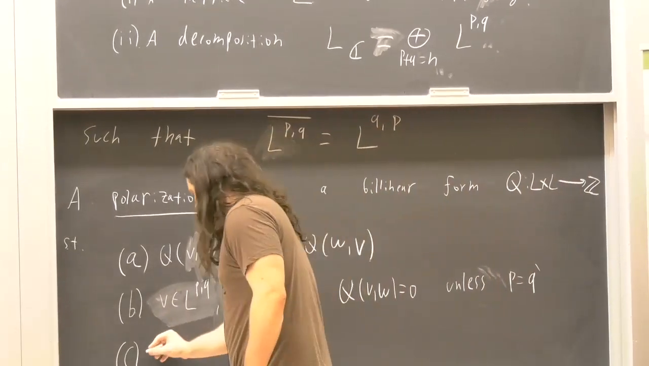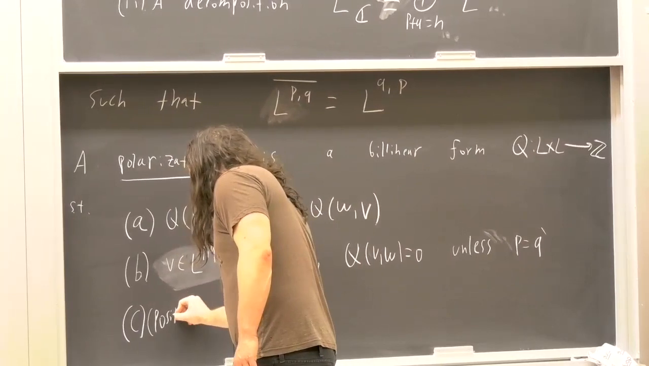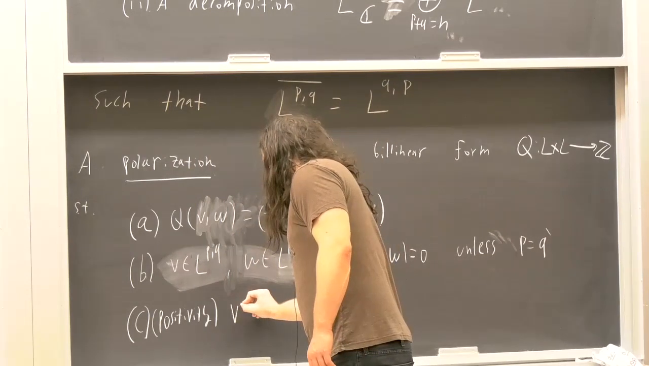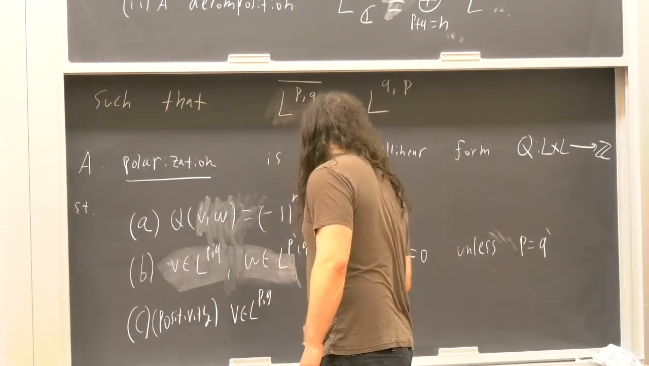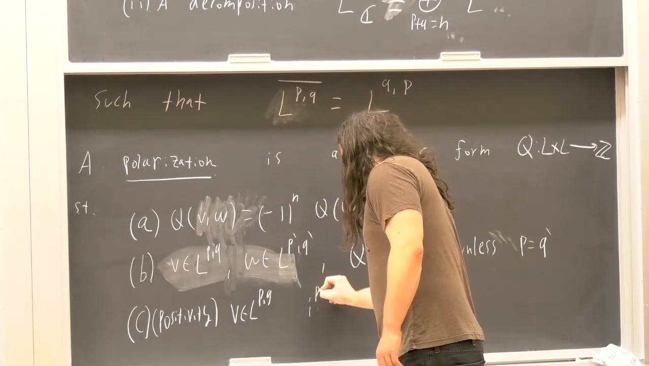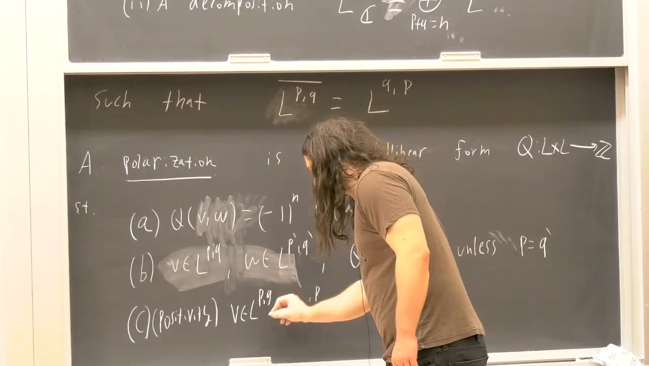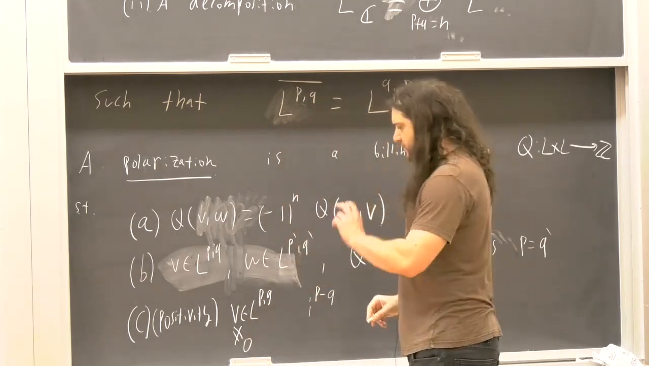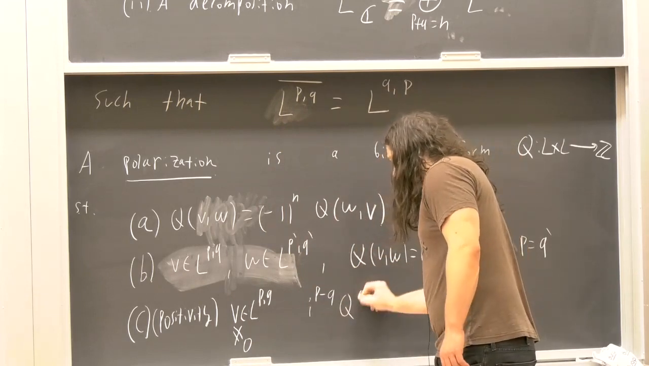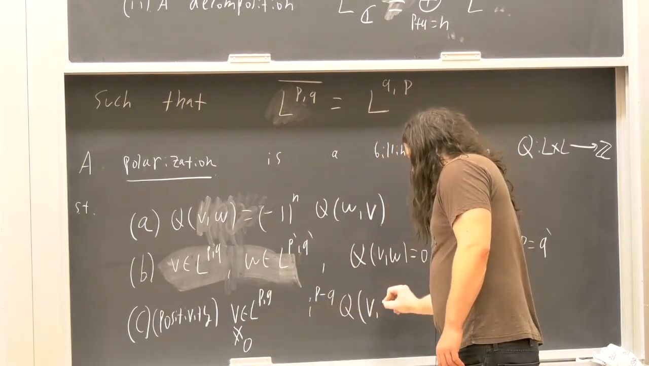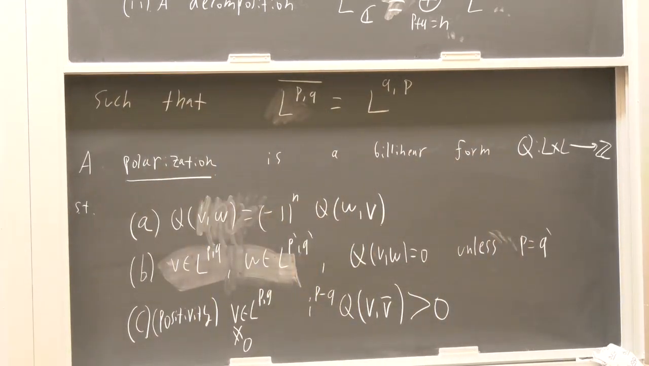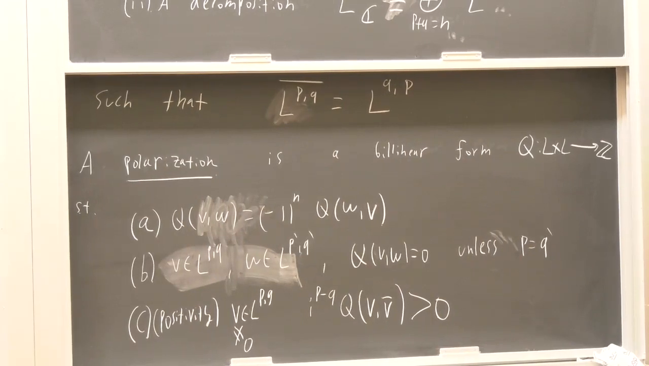The final condition we want, and this is one of the more subtle conditions, is positivity. If V is inside L^{P,Q} and V is not equal to 0, then there's a positivity with an appropriate sign. I look at i to the P minus Q, times Q of V, V bar. This should be at least 0. And now let me just check that I haven't messed it up, because I always do. Yes, that's correct.